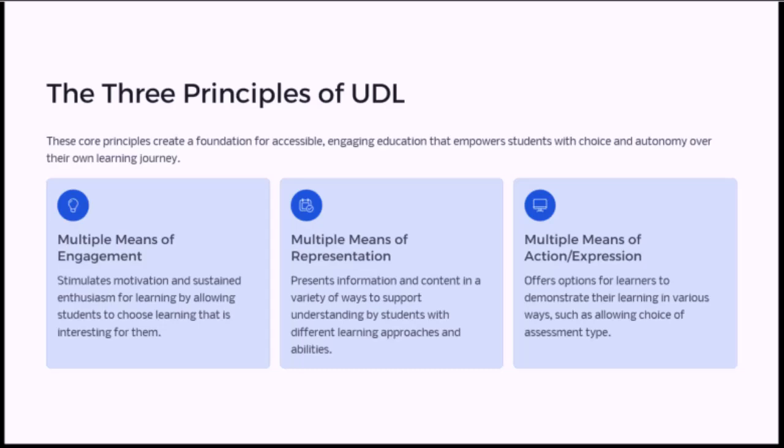There are three principles of universal design for learning: multiple means of engagement, multiple means of representation, and multiple means of action or expression. Multiple means of engagement. This principle stimulates motivation and sustained enthusiasm for learning.